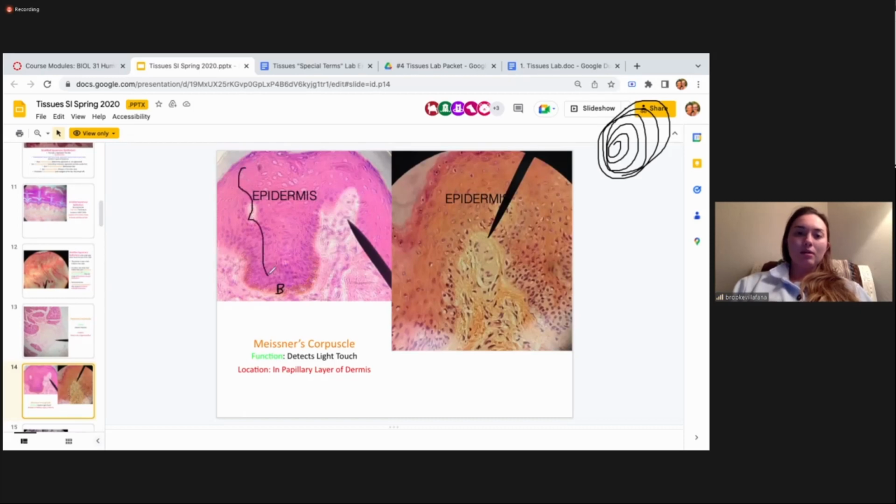This would be G, granulosum, and then that's corneum. Again, basale. Stratum spinosum, and then granulosum. Does that make sense? So we're looking at our epidermis. The structure is Meissner's corpuscle, and its function is to detect light touch. So those are how you'd be tested, and then location. Good?